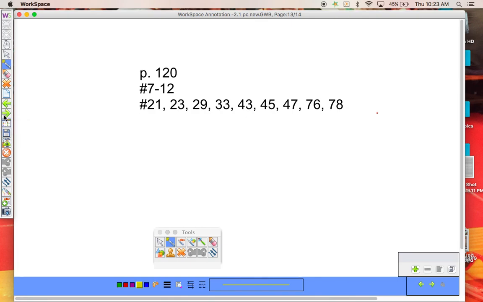All right, so page 120 in the book, but you're not going to do it in the book. You're going to do it in the WebAssign program. So do the learning about WebAssign, whatever that one assignment is to teach you how to do everything. And then by Wednesday, have this assignment done.